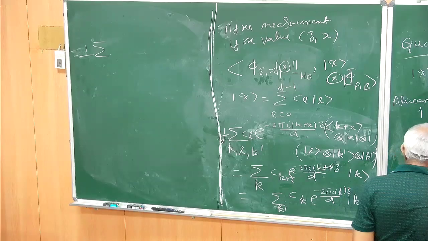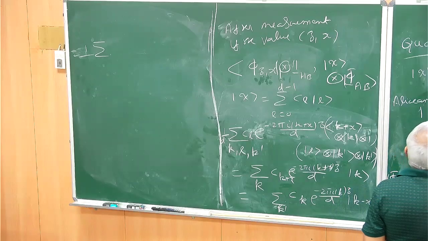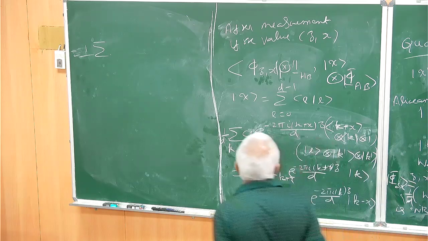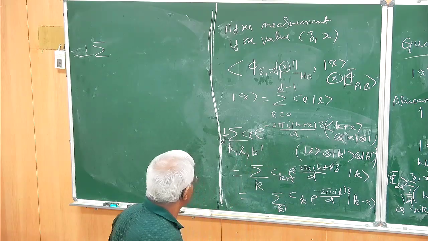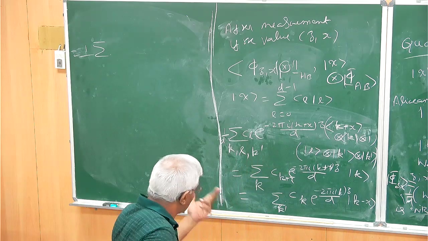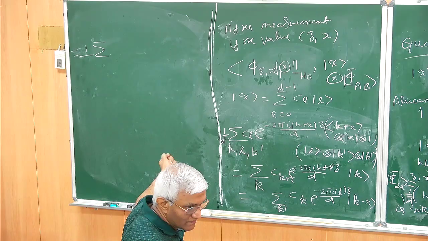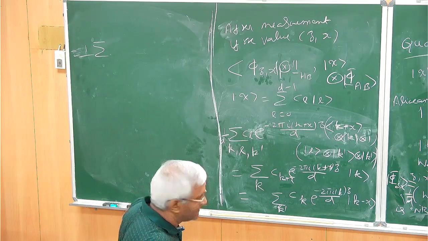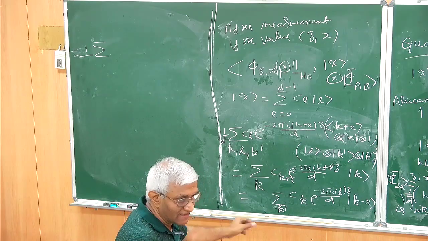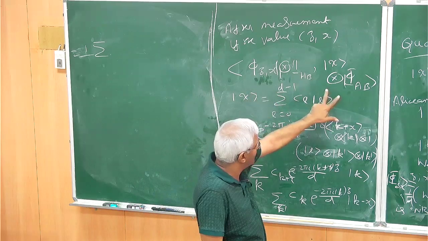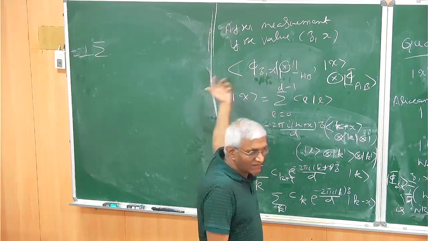This action is correct. This is 1 by square root d. See, the thing is, these are the vectors. If you take the state, you will get d square, 1 by d square. I mean, these are vectors. What you get is a vector. What you have to consider is the state, actually. You have to take the state of this, state of that, and then take the trace. That will give you 1 by d square.